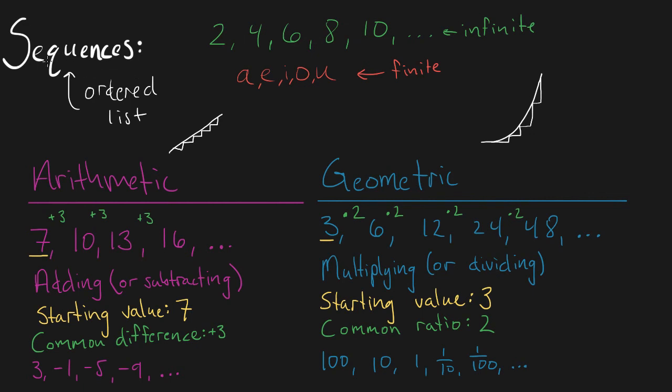So again, these are sequences. Just think ordered list. And there are two types of sequences that we are concerned with in this unit. One is an arithmetic sequence where we're adding at each step, and the other is a geometric sequence where we are multiplying at each step.